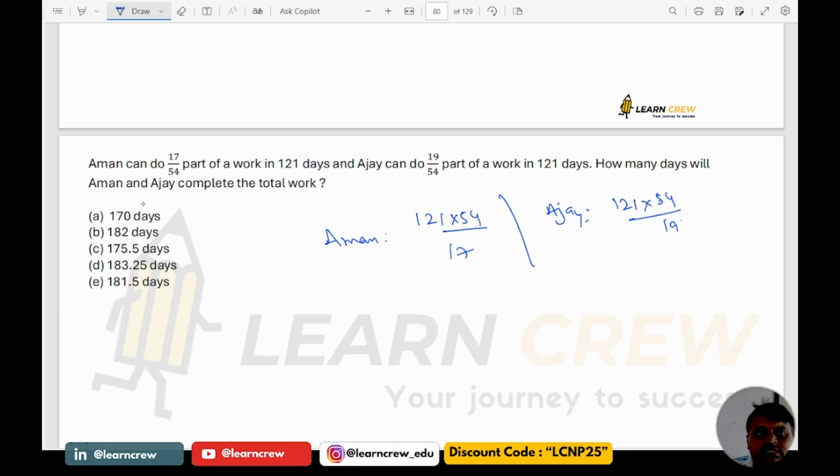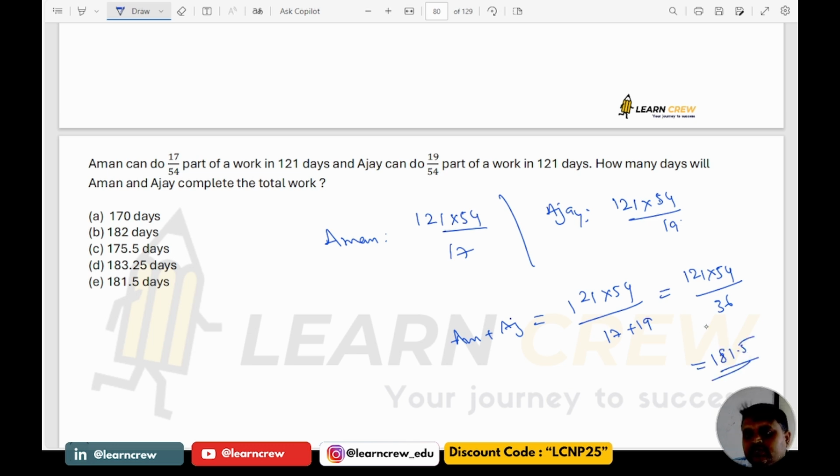How many days can Aman and Ajay complete the work together? That is 121 into 54 by 17 plus 19. So how much are you going to get now? 121 into 54 divided by 36, which is 181.5 days.